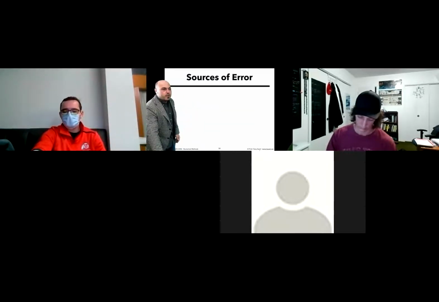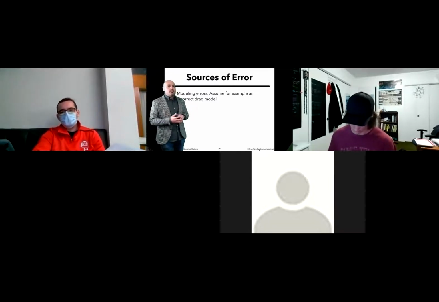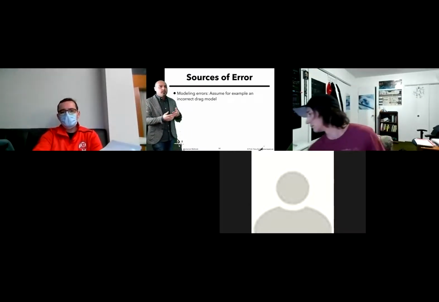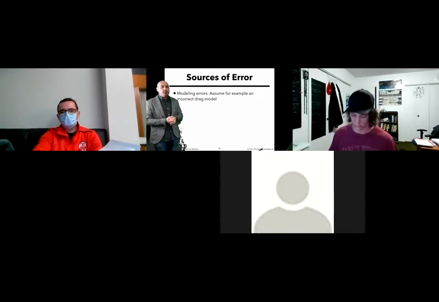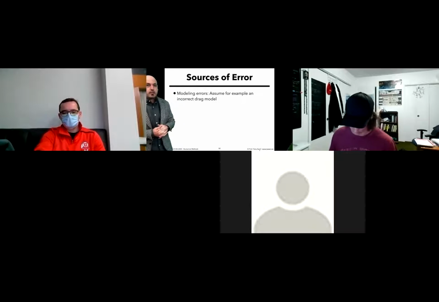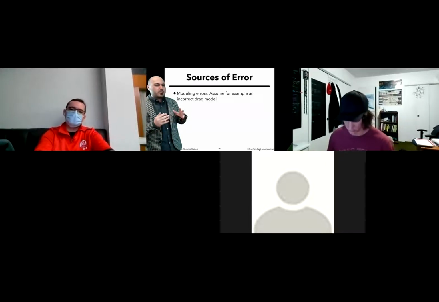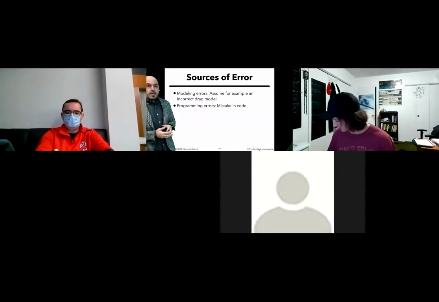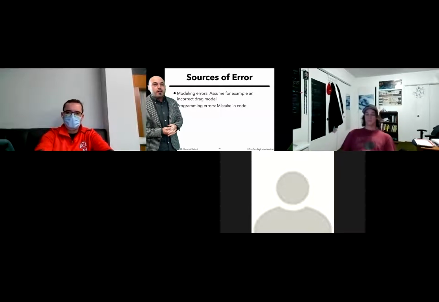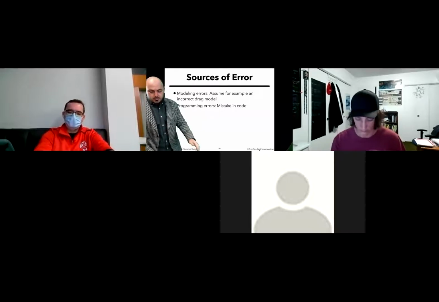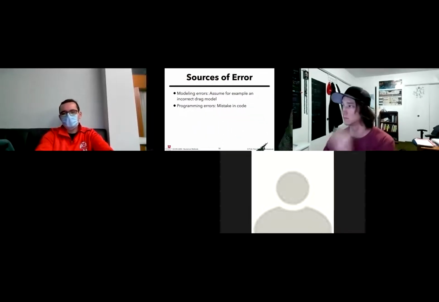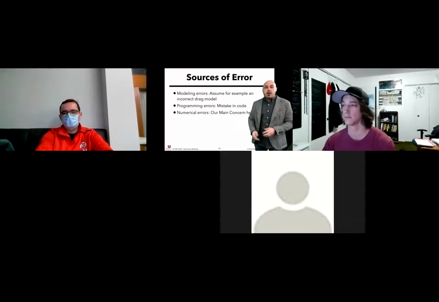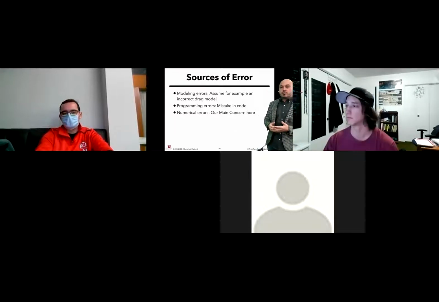All right, so sources of error. In any engineering pursuit you're going to do, there will be modeling errors. Those come from the model that you have chosen to solve a certain problem. For example, if you assume an incorrect drag model in your calculation, you're going to get in a lot of trouble for that. That's a modeling error. It's not a numerical error, so we're not really going to be concerned with that type of error. There are programming errors, where you can make a mistake in your code, just like the mistake that was made in the Ariane rocket and some of the other examples that we will go over. And then there are numerical errors, which are our primary concern here.